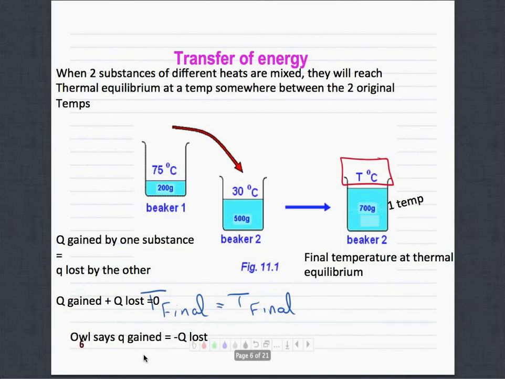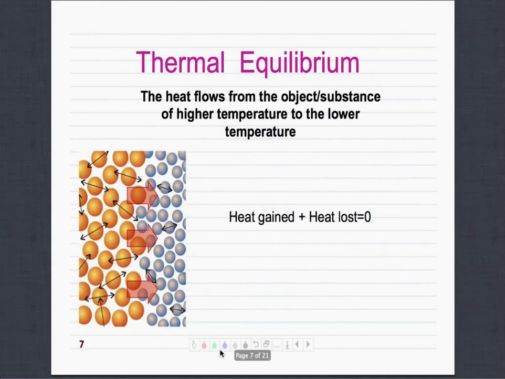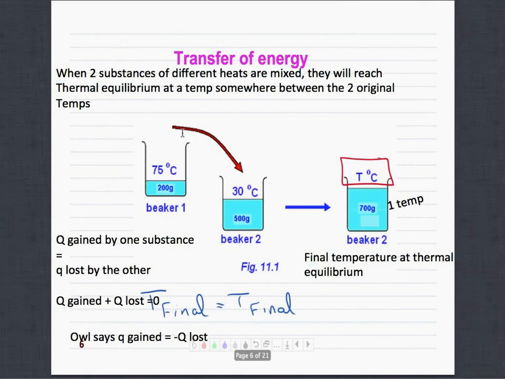Okay, so, in your opinion, we said that the T final is something between 75 and 30 in the example before, and in your opinion, which one lost the energy and which one gained the energy? Which one lost energy and which one gained energy? Did the 75 lose energy? Very good. So definitely then, if the 75 lost some energy, definitely the 30 gained some energy.